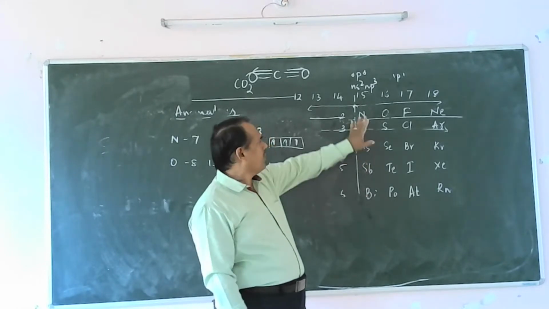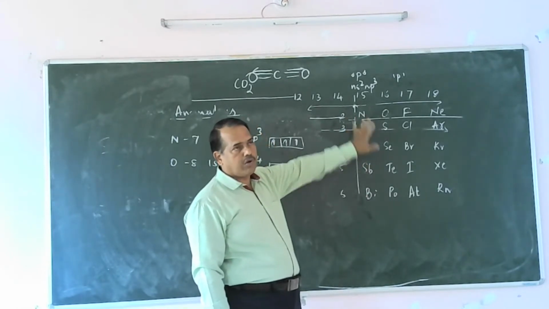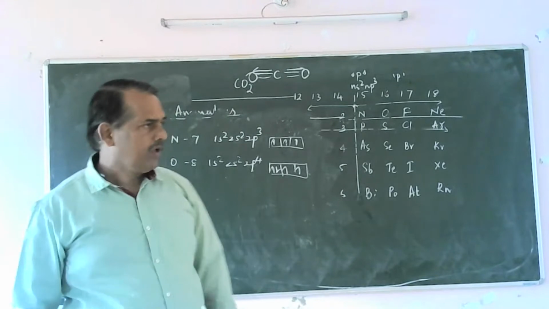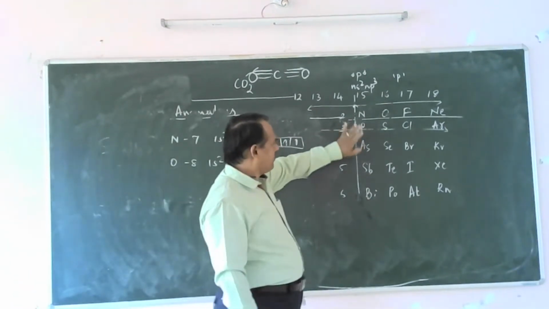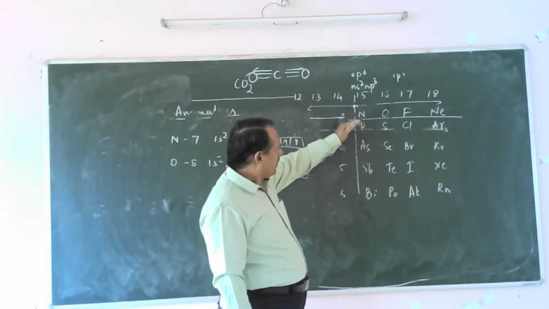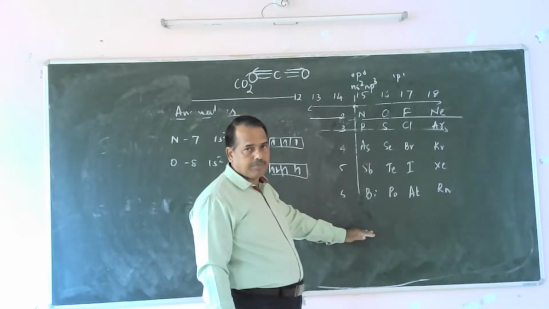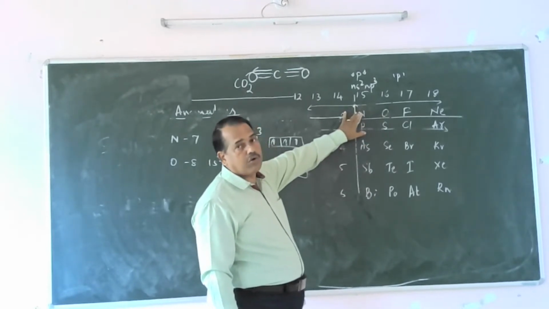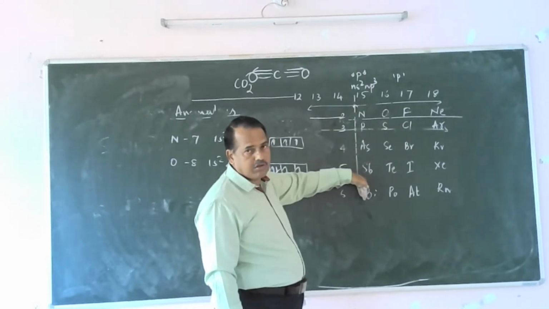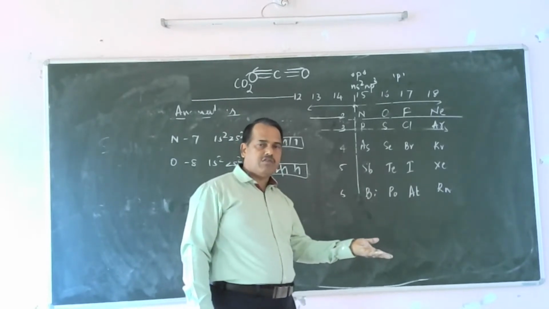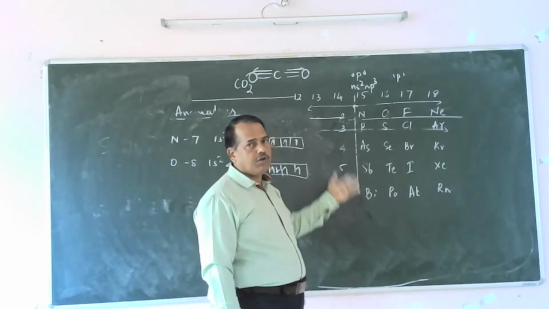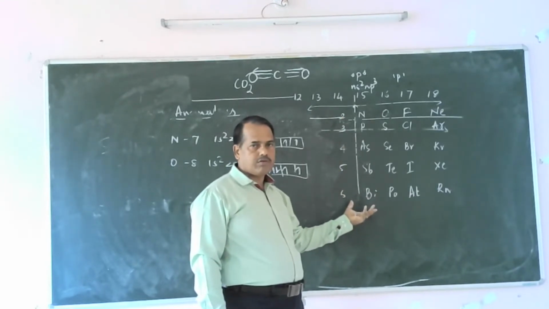Then electronegativity. See, the electronegativity of nitrogen shows a value of nearly 3. So nitrogen, phosphorus, arsenic, antimony, bismuth. Electronegativity decreases down the group. Nitrogen shows the highest electronegativity in this group. As electronegativity decreases, electropositive character increases, so therefore metallic character increases. Again, bismuth is a metal due to the decrease in electronegativity.